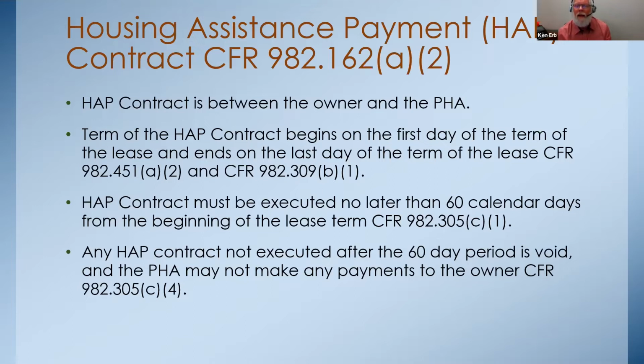The reason for that is when we come out and do the inspection and we execute the HAP contract when the unit passes, we're doing it on the same day that the lease should start. If for some reason the owner is not there, but they provided a lease, we can execute the contract and send the paperwork to the owner, but we have to have it executed within 60 calendar days. If it's not executed after the 60-day period, the PHA may not make any payments to the owner. And all of these are covered by different Code of Federal Regulations that are listed.